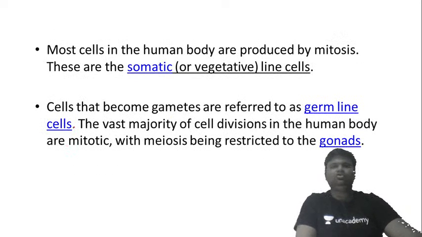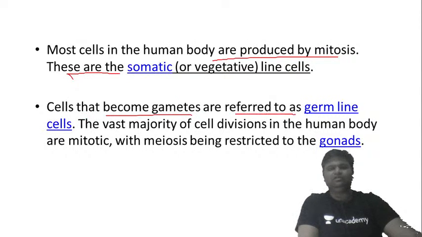So most cells in the human body are produced by mitosis. These are the somatic cell lines, and cells that become gametes are referred to as germ-line cells. The vast majority of cell divisions in the human body are mitotic, with meiosis being restricted to the gonads.